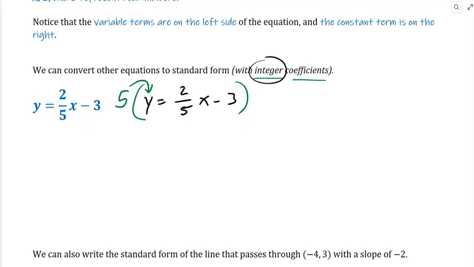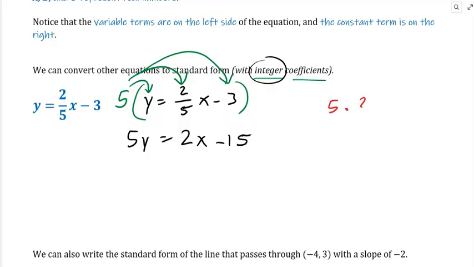That means I'm going to multiply 5 times y, which is 5y. 5 times 2/5 x works out to be just 2x. And 5 times negative 3 is negative 15. Now, if you're wondering how I was able to take 5 and multiply it times 2/5 x, let me show you real quick over here. So 5 times 2/5. 5 over 1, first of all, then I multiply straight across. 5 times 2 is 10, 1 times 5 is 5, and 10 divided by 5 is 2. So that's how I ended up with 2x there.